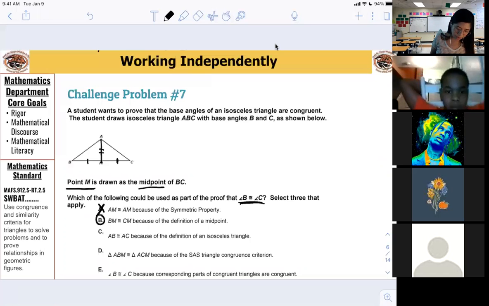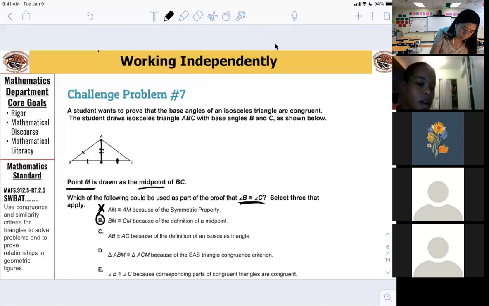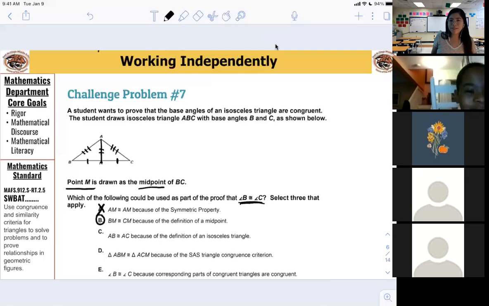AB is congruent to AC because of the definition of an isosceles triangle. Is that true or false? False? True. No, it's false. But I'm not 100% sure. True? Yes, because since it's an isosceles triangle, that means both of those two sides are the same as the two angles. No, not the same. You're on the right track.